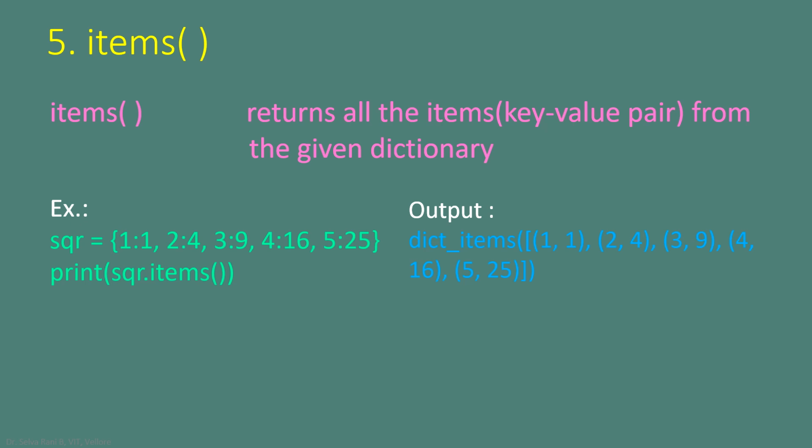But inside the list, instead of having keys and values separately, this items method retrieves key as well as the corresponding value together. The first key and value 1 and 1 are represented first as a tuple. Then 2 and 4 are represented as the next tuple. Then 3, 9, the next tuple. 4, 16, the next tuple. 5, 25, the next tuple. And so, the items method will retrieve all the key value pairs from the given dictionary, and it will return them as a list of tuples.